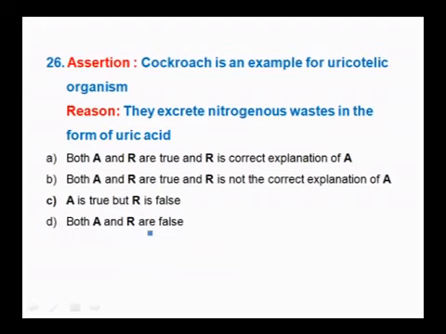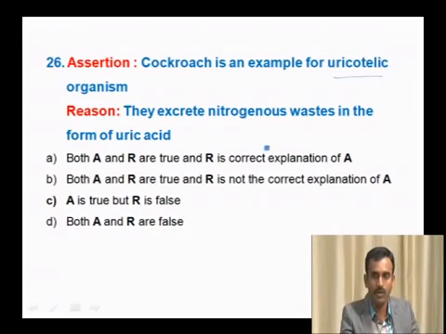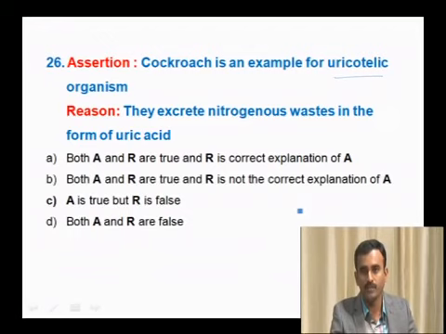Assertion and reasoning question. Cockroach is an example for uricotelic organism. Uricotelic organisms are the organisms which excrete urea. Based on the elimination of nitrogenous waste, we can classify the animals into 3 types, based on the waste material which comes out of the body. Some organisms eliminate nitrogenous waste in the form of ammonia. The organisms which eliminate ammonia as nitrogenous waste are called ammonotelic.